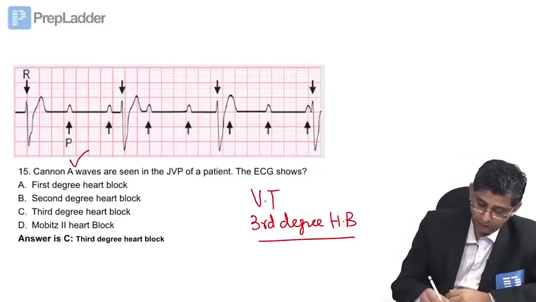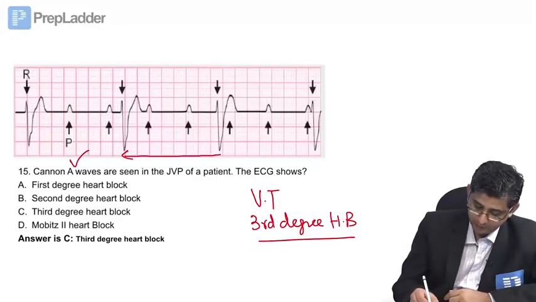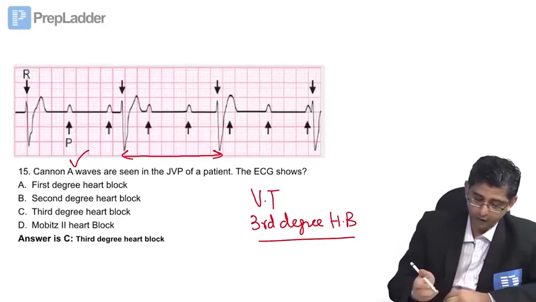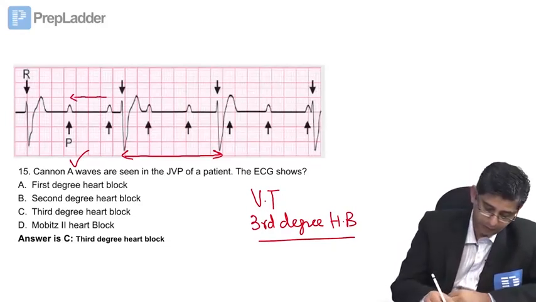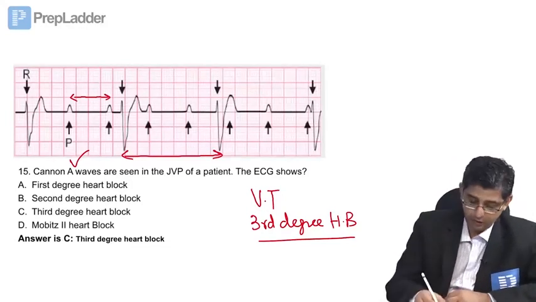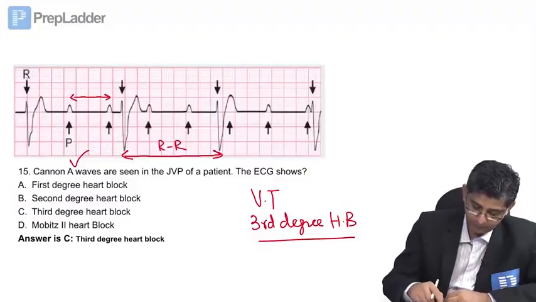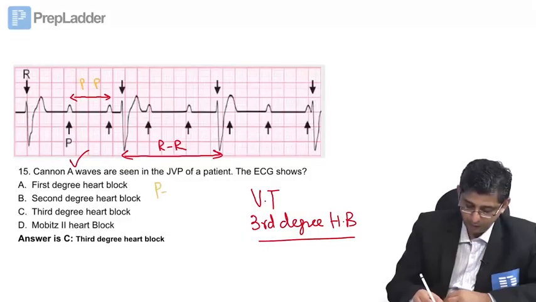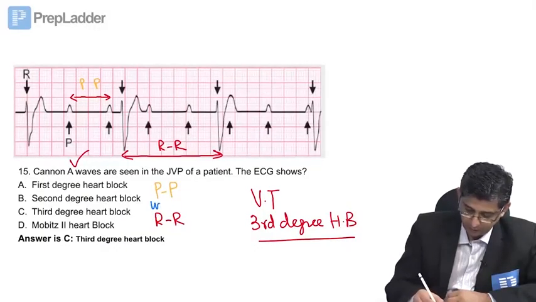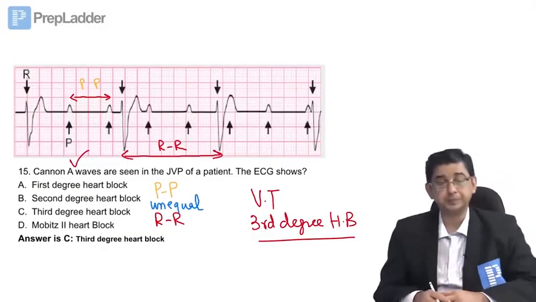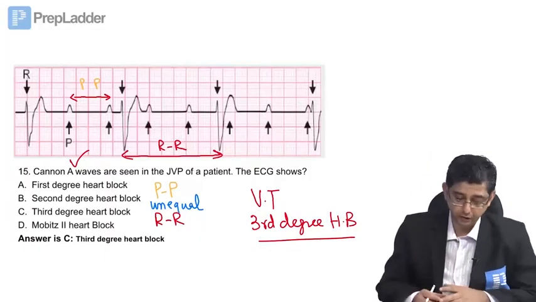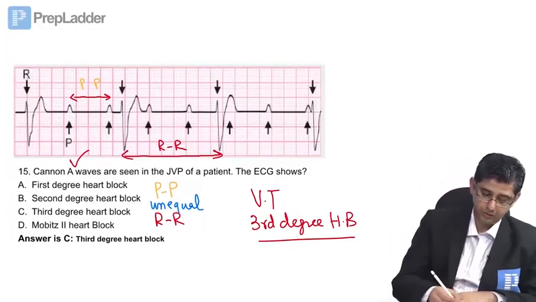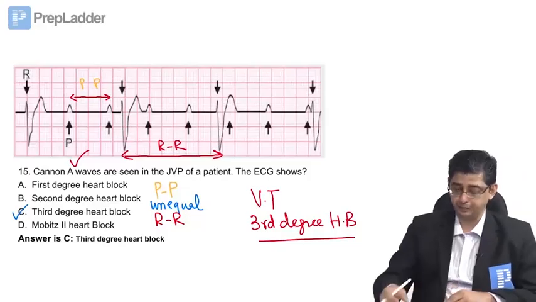And then you will also notice that if you look at the RR interval of this patient, and then if you look at the PP interval of the patient, it is not equal. This is the RR interval. This is the PP interval. PP and RR intervals should always be equal. But if PP and RR intervals are unequal, it is always diagnostic of third degree heart block. So the answer to this question will be C.